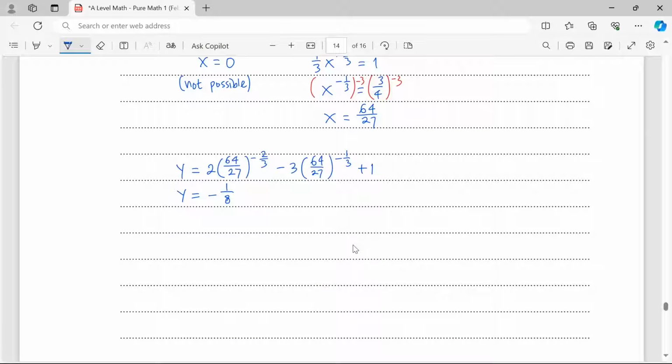Okay, now we get the coordinates of M are x comma y, so 64 over 27, comma negative 1 over 8. That's the answer for question number 11A.